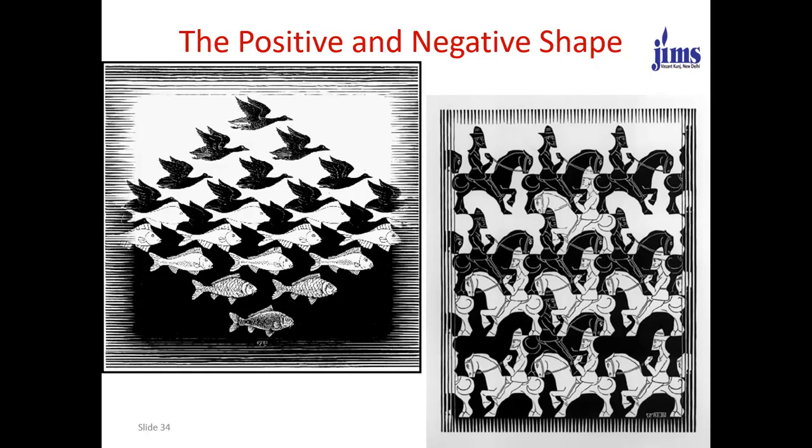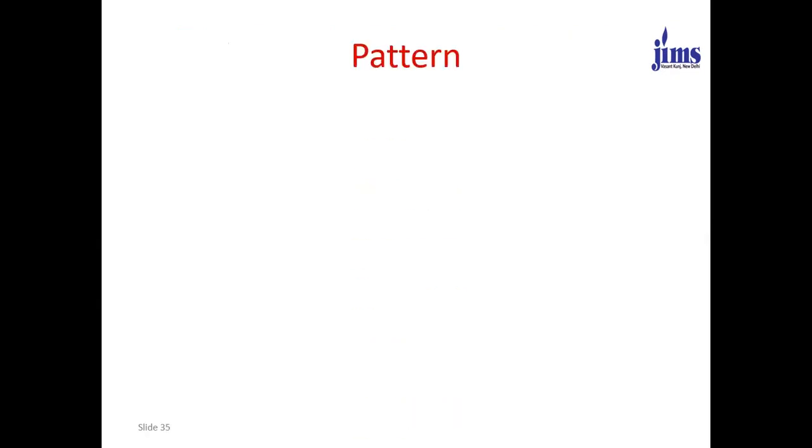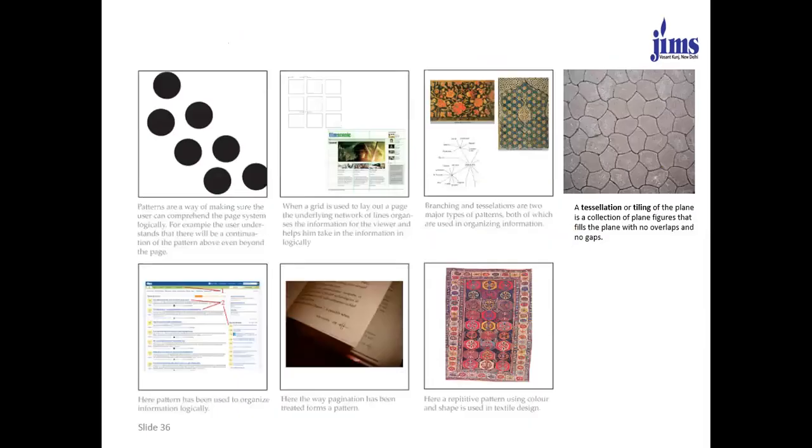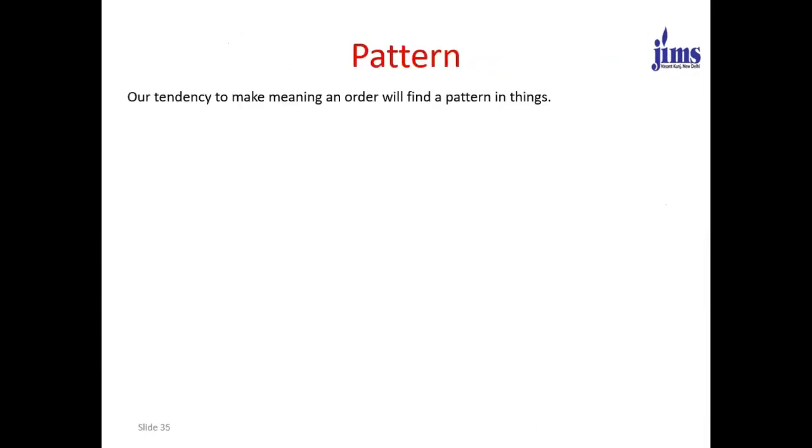All right, moving ahead. The next element that we're going to talk about is pattern. Okay, this is also very interesting. See, our tendency to make meaning and order will find patterns in things. For example, somebody wearing a checkered t-shirt: the boxes that are placed in an order are forming a pattern.